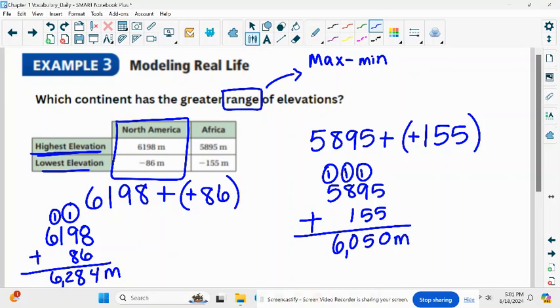Which one had the greatest range? And that would be North America. So as a recap, when we are subtracting, we're actually adding the opposite. And if you can remember that and then remember the rules of addition, then we'll all be good to go.